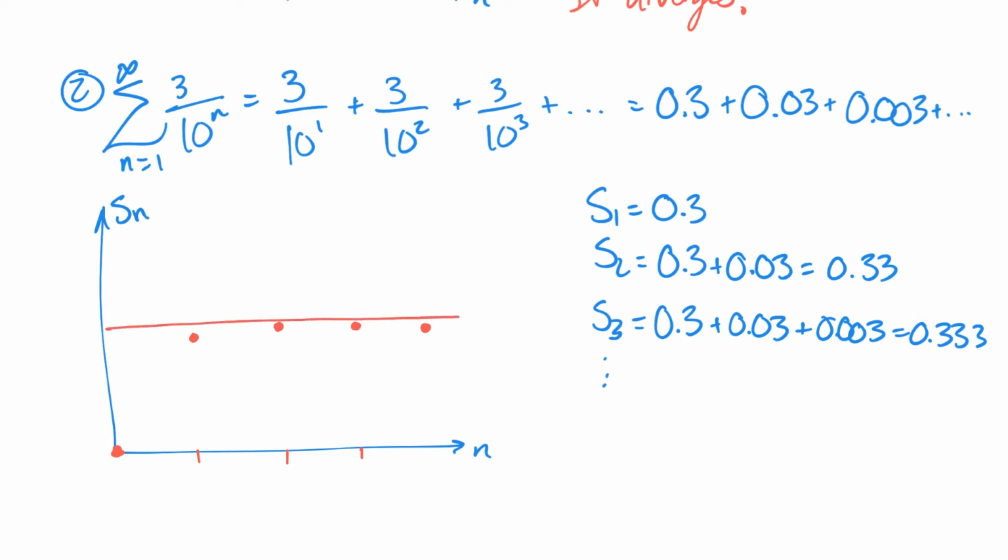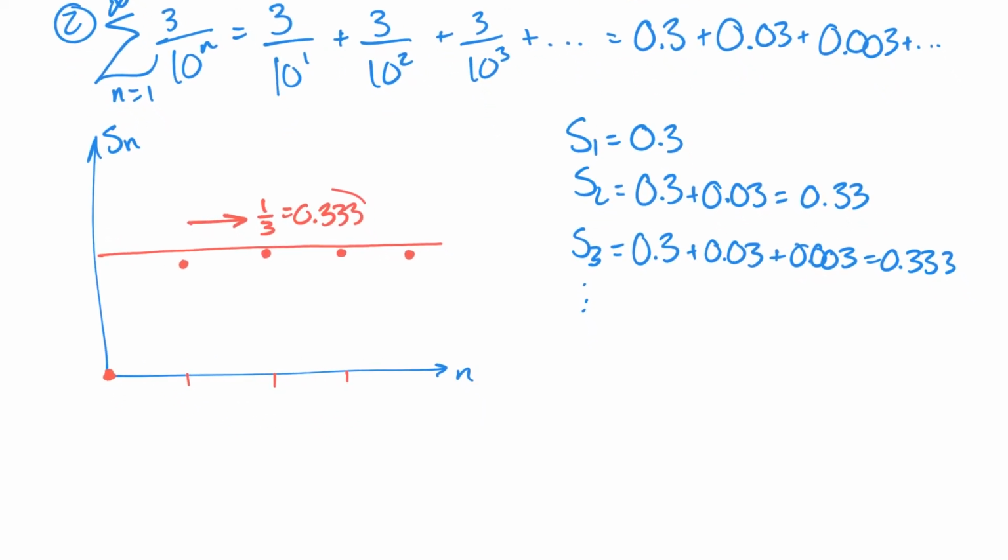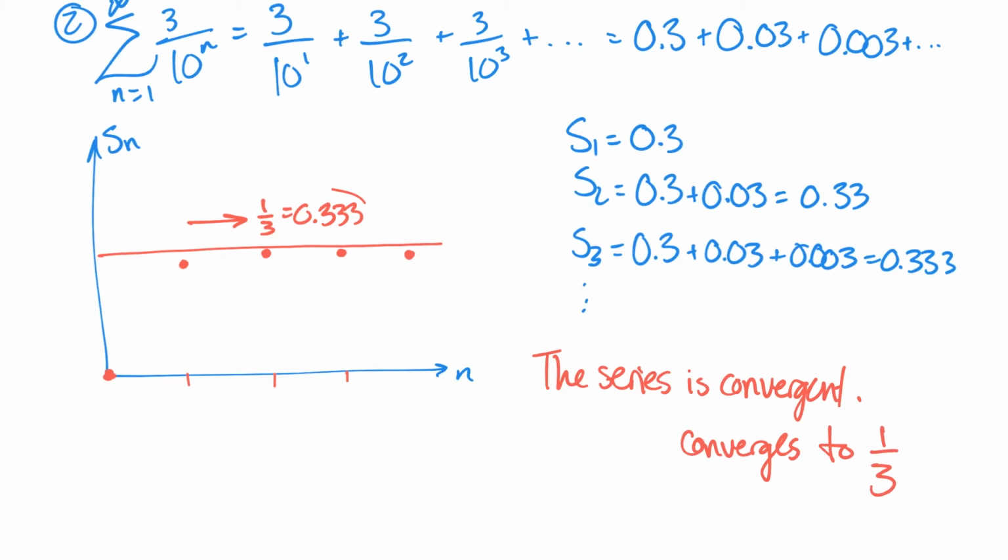So the values are going to approach 1/3 or 0.333, like an infinite number of threes. So in this case, we will say that the series is convergent, or the series converges to 1/3.